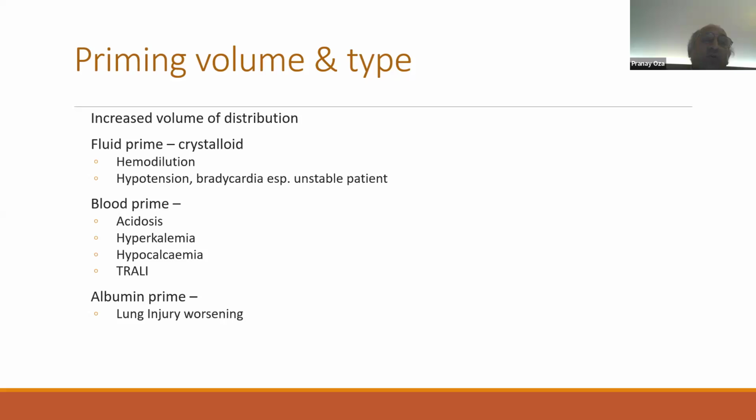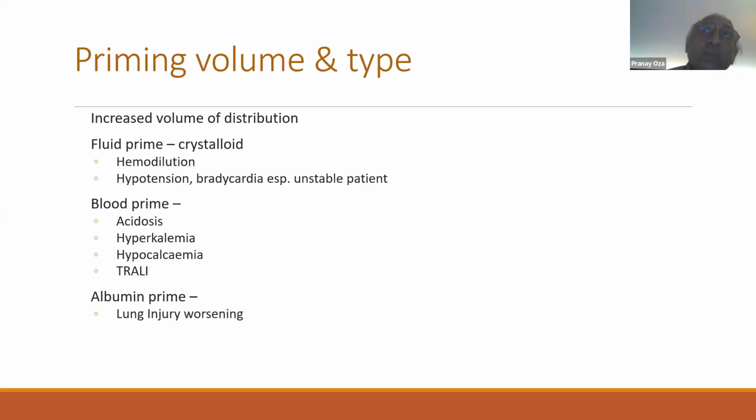Second thing is what you are using for priming. If you are using a crystalloid for priming, then you are going to give rise to hemodilution, and hypotension and bradycardia can be the issue. So you have to keep in mind what fluid you are going to use for priming. Especially if the hemoglobin is low, that is going to be difficult. And in that scenario, you might have to use blood prime.